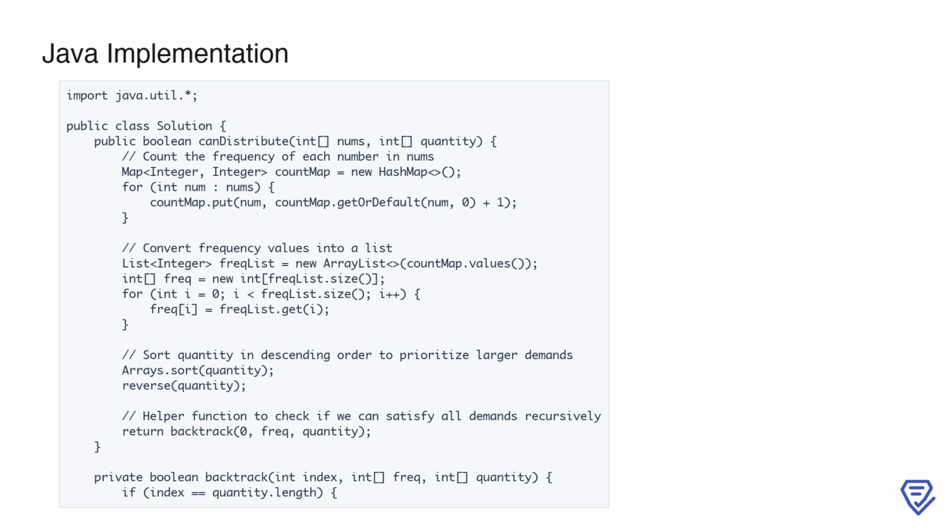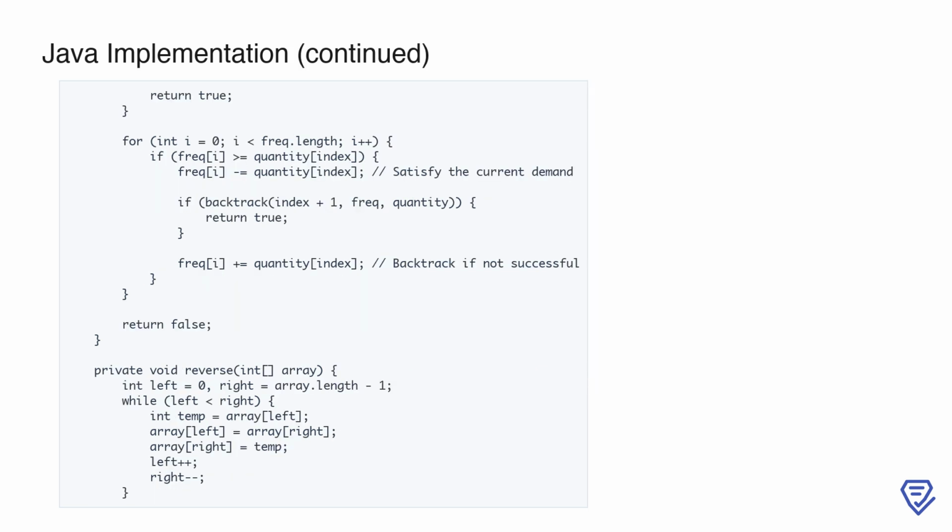Finally, we call a recursive helper function named backtrack, which will determine if all demands in quantity can be satisfied using the frequencies in frequency. The backtrack method is the core of our solution. It takes three parameters: the current index in the quantity array, the frequency array representing available frequencies, and the quantity array of demands. If the current index equals the length of the quantity array, it means all demands have been satisfied, so we return true.